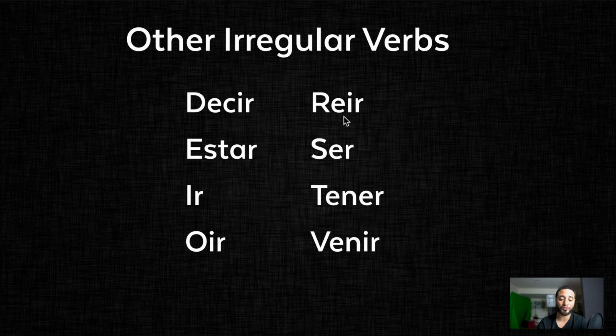Now, other irregular verbs that we haven't covered, but I've covered them in other videos. Decir, this one changes pretty much throughout the entire conjugation. We have estar, which is a type that only changes in yo form. Ir obviously changes from ir to voy. Oír, reír, ser, tener, venir. So those are other examples of irregular verbs.